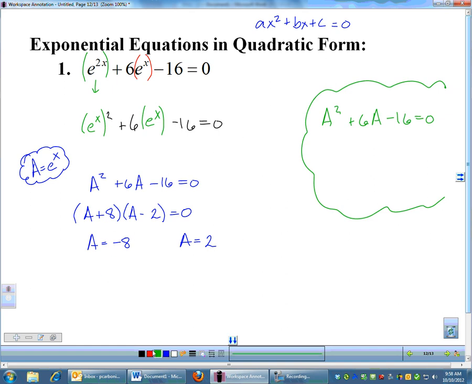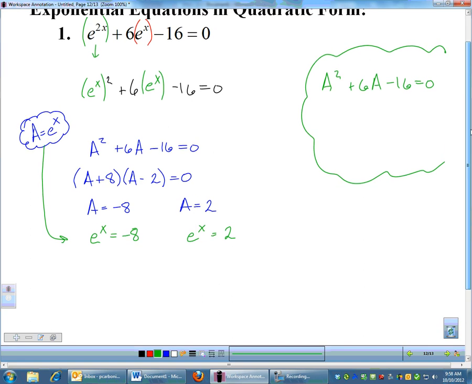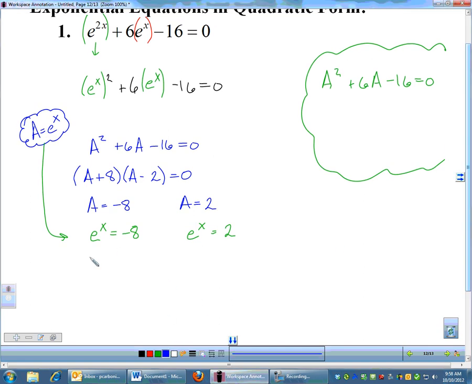So now that I've got it to this point, I put my e to the x back in and solve the equations. e to the x equals negative 8, and e to the x equals 2. The way we're going to solve those, since we cannot write them with the same base, we're back to solving exponential equations. I will take the natural log of both sides.